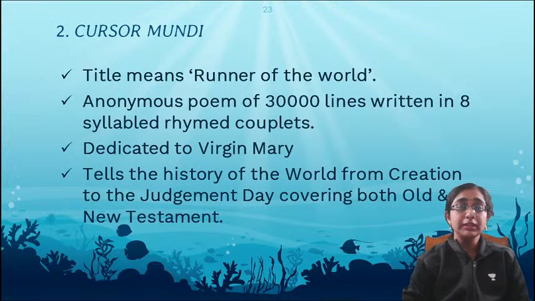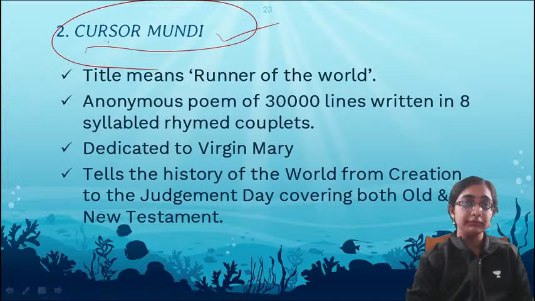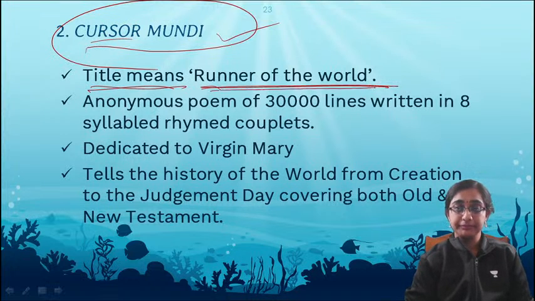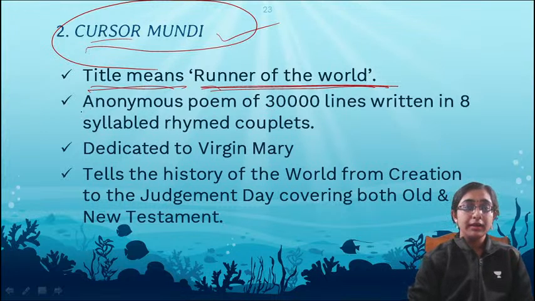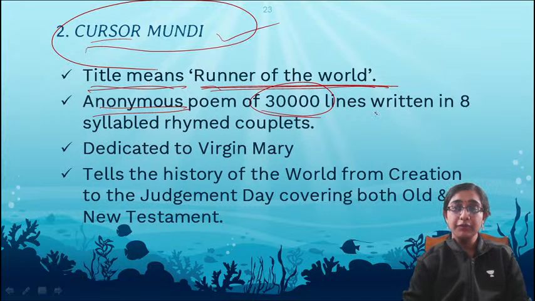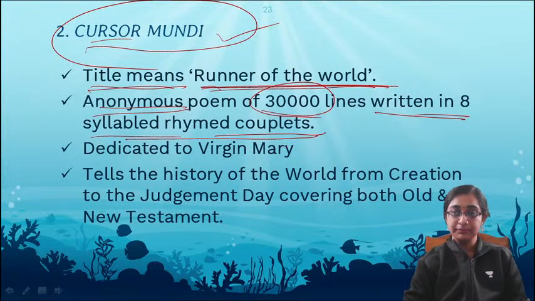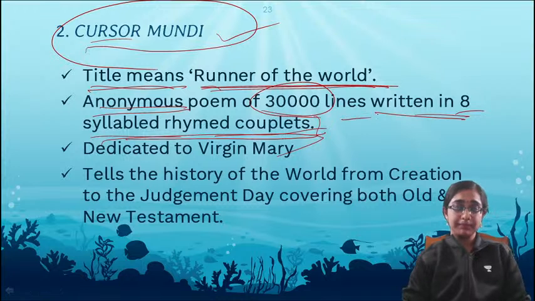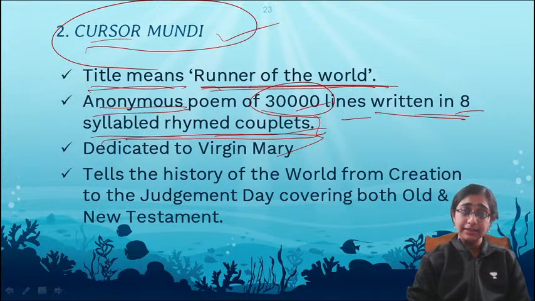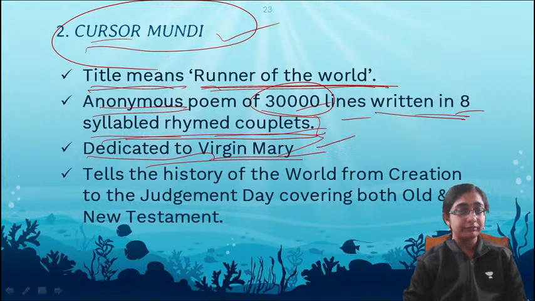Now, the next important poem is Karsar Mandi. The title means the runner of the world. It is also an anonymous poem of 30,000 lines, written in 8-syllabled rhymed couplets. This is the metrical pattern: 8-syllabled rhymed couplets, 30,000 lines. And an important thing is that it is dedicated to Virgin Mary.